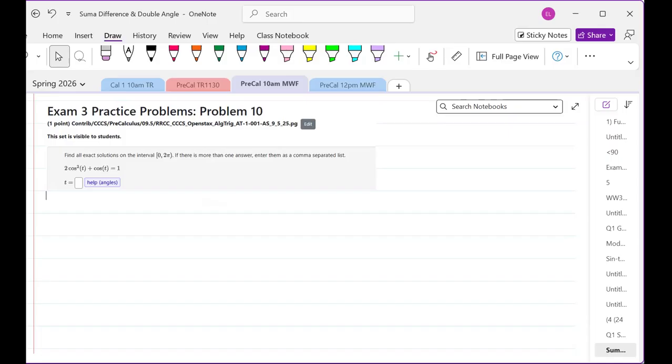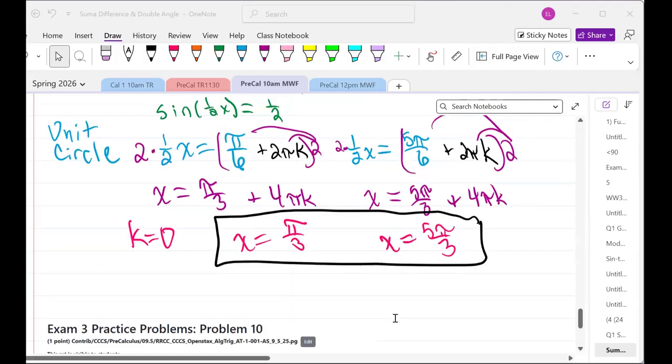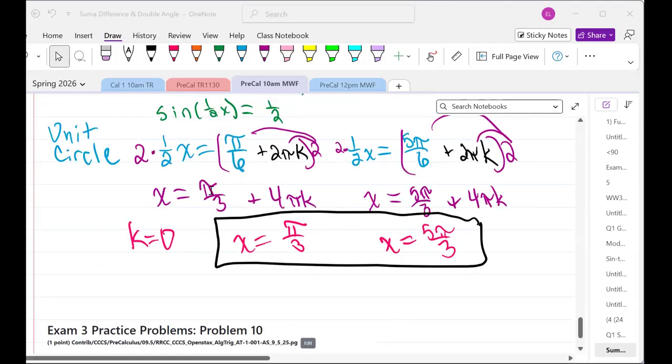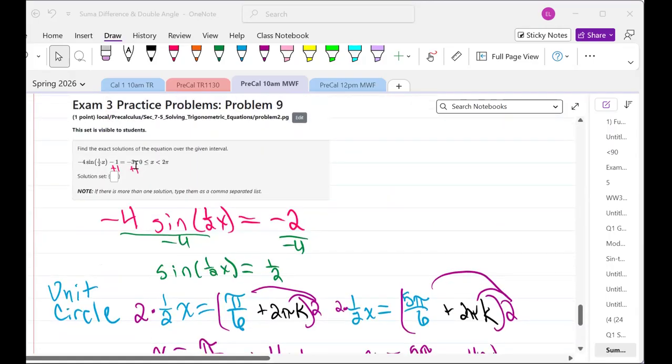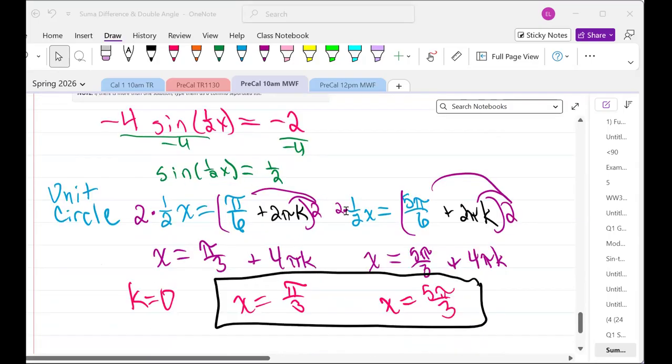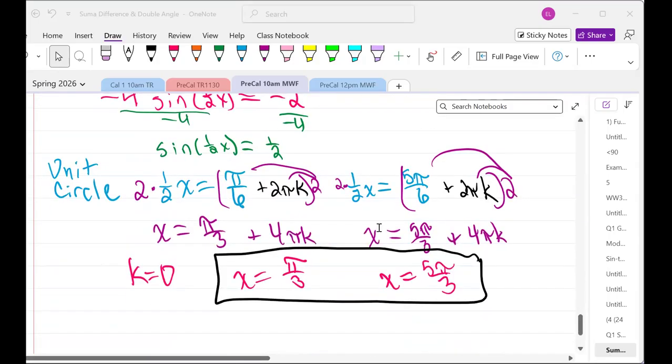So on the test, no, you won't need to use k values. Like the negative k value here, pi over 3 minus 4 pi is going to be very negative. 5 pi over 3 minus 4 pi will also be negative. And our answers are restricted to 0 to 2 pi. So we don't need to use k values here. Those numbers won't be between 0 and 2 pi.